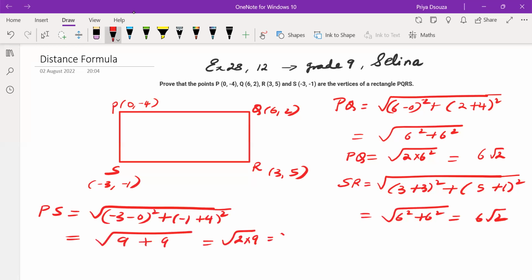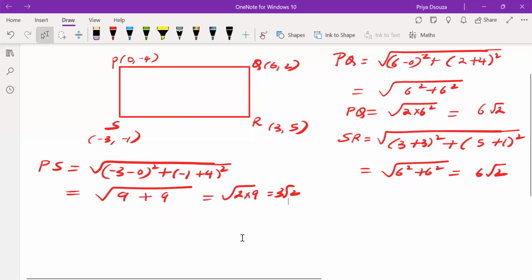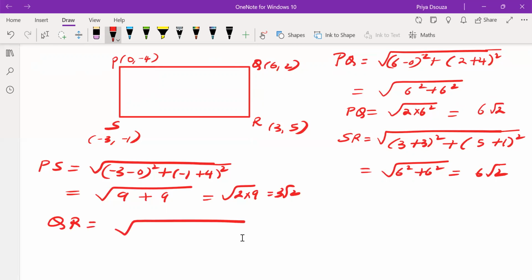9 comes out of the radix as 2, isn't it? So let me just go down. Now I have QR. What is QR? QR is square root of, again, the same thing, right? x2 minus x1 the whole square. So I can say 6 minus 3 the whole square plus 2 minus 5 the whole square.